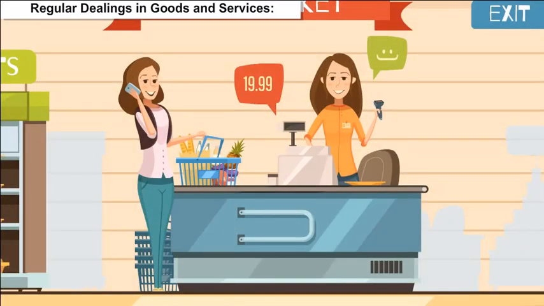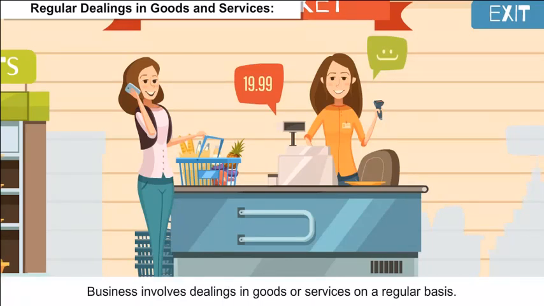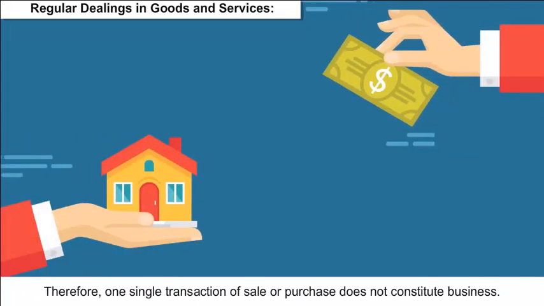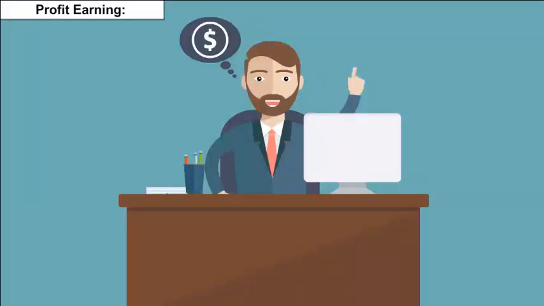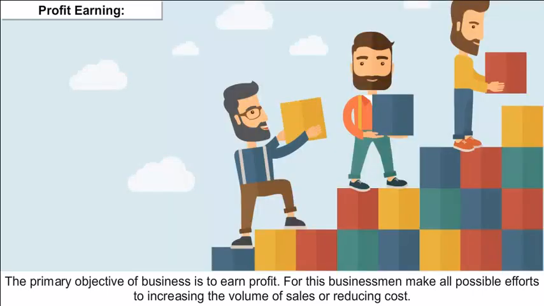Regular dealings in goods and services. Business involves dealings in goods or services on a regular basis. Therefore, one single transaction of sale or purchase does not constitute business. Profit earning. The primary objective of business is to earn profit. For this, businessmen make all possible efforts to increase the volume of sales or reduce cost.